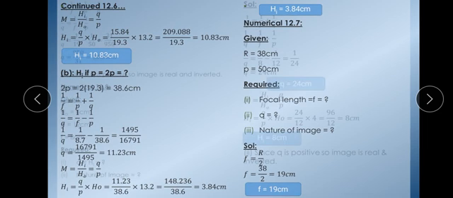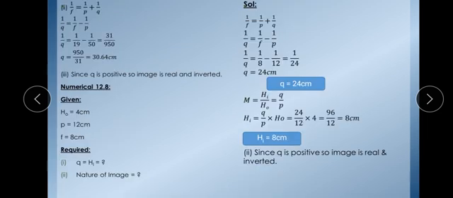Students, for calculating q, we have to use the relation 1 over f is equal to 1 over p plus 1 over q. After rearranging, 1 over q is equal to 1 over f minus 1 over p. Putting the values of f and p, it will become 1 over 19 minus 1 over 50. Again taking the common factor by multiplying 19 to 50 and solving it with the numerator, it will be equal to 31 by 950. Again taking reciprocal on both sides because we have to calculate q instead of 1 by q, it will become q is equal to 950 by 31, equal to 30.64 centimeter.